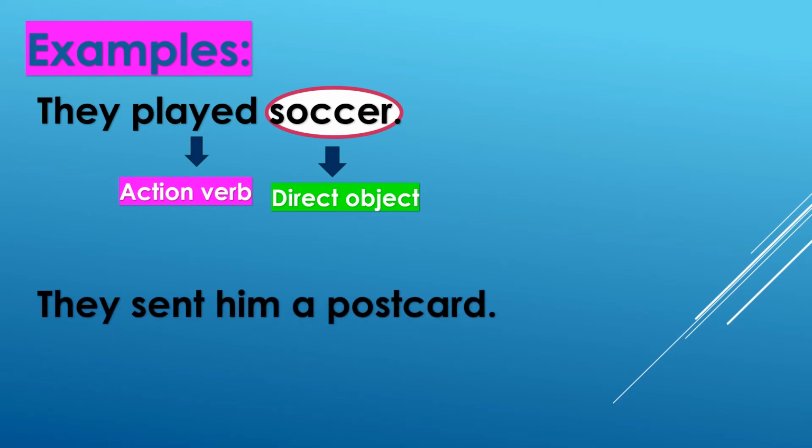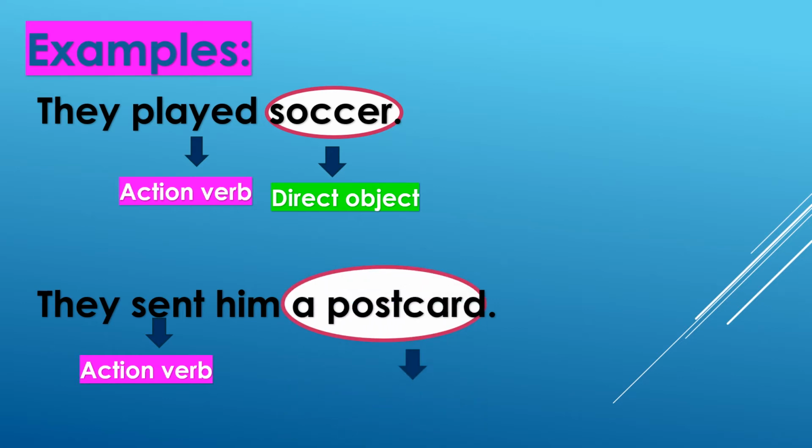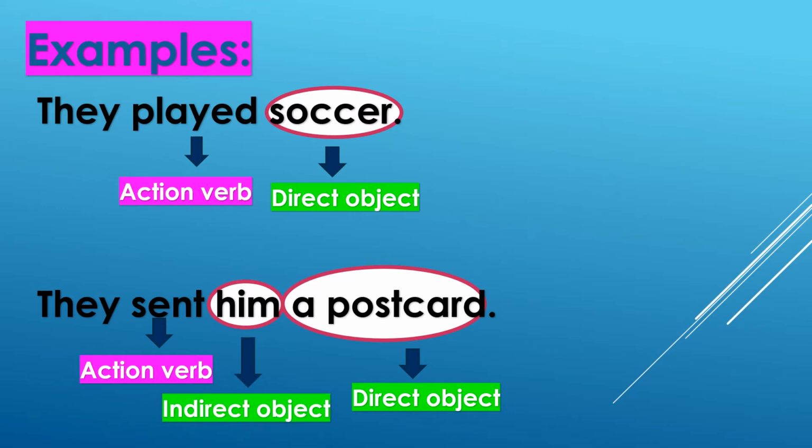All right. Another example, they sent him a postcard. So they is the subject and sent here is the action verb. What did they send? They sent a postcard. So a postcard is the direct object because I answered the question, what did they send? They sent a postcard. Okay. They sent a postcard for him. For him. So him here is the indirect object.